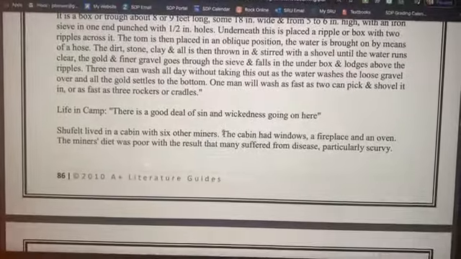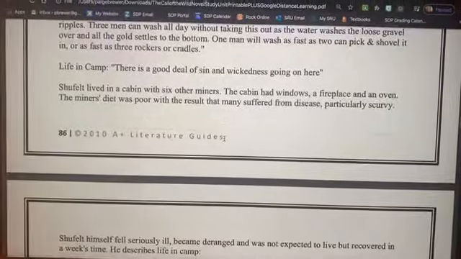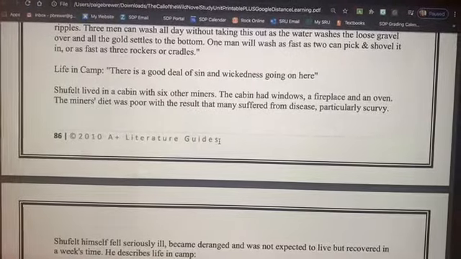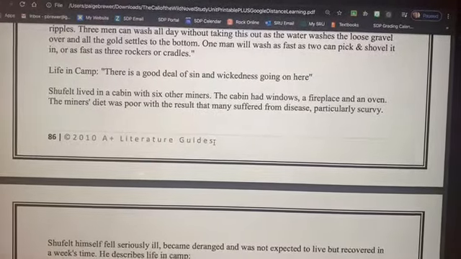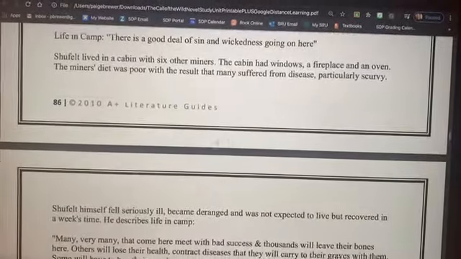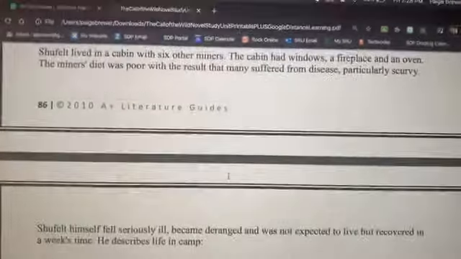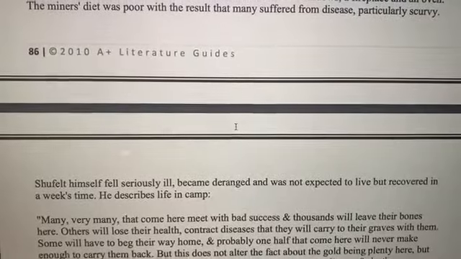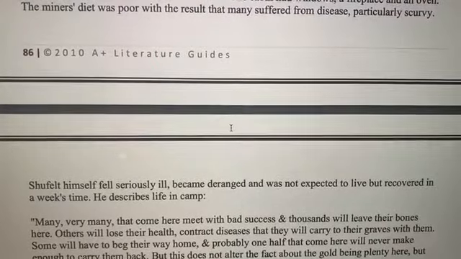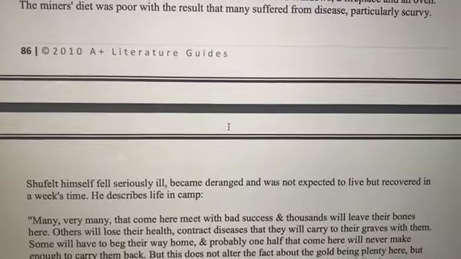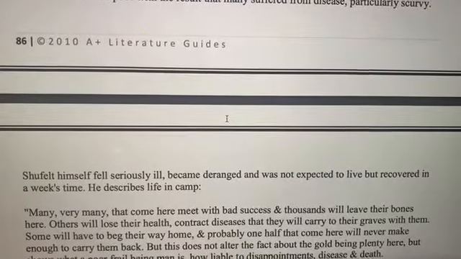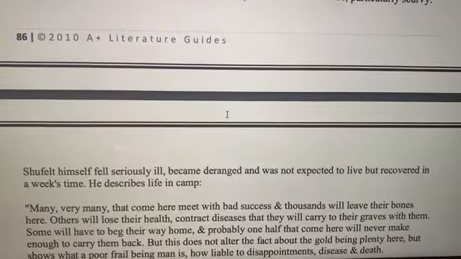There's a good deal of sin and wickedness going on here. Schaffelt lived in a cabin with 6 other miners. The cabin had windows, a fireplace, and an oven. The miners' diet was poor, with the result that many suffered from disease, particularly scurvy. Schaffelt himself fell seriously ill, became deranged, and was not expected to live, but recovered in a week's time. He describes life in camp.